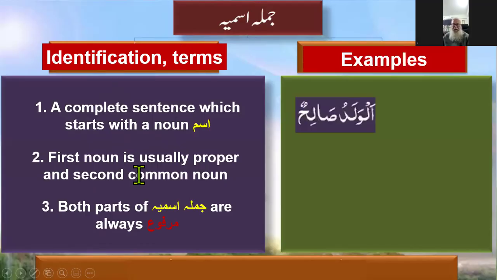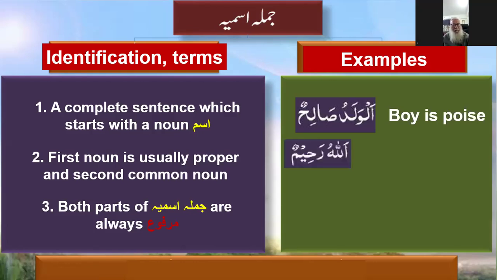Let's have an example. Al-waladu salihun. Al-waladu is an ism. Salih is an ism. Al-waladu is a proper noun. Salih is a common noun. Both are in rafa having the dhamma. So it's a jumla ismiya. What is the meaning? Wise.